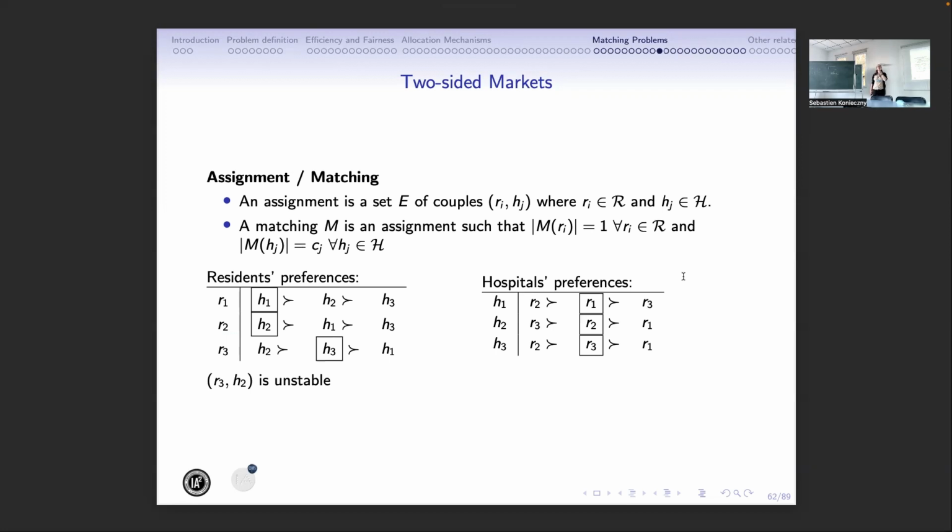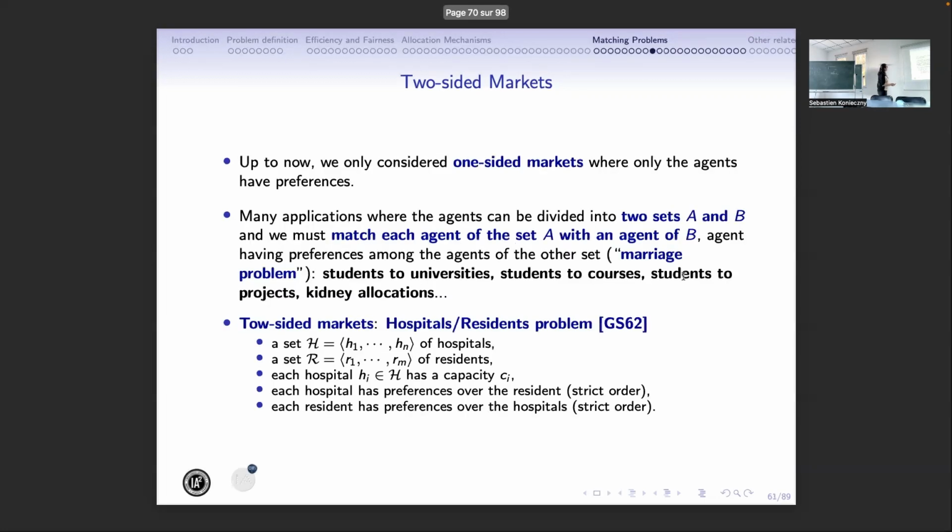It can be lower than, yes. But if we have many more residents than the sum of the capacities, we want each hospital to fulfill its capacity, in fact. So yes, here we suppose that the number of residents is equal to the sum of the capacities.